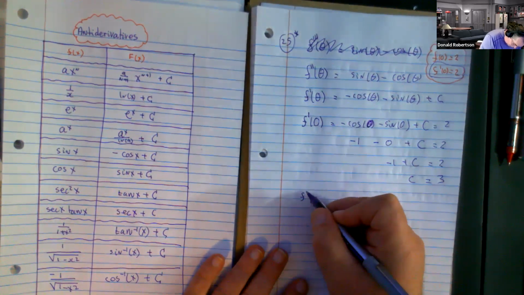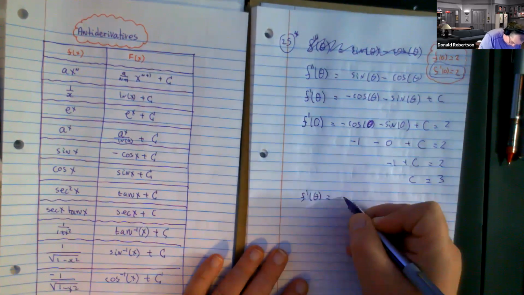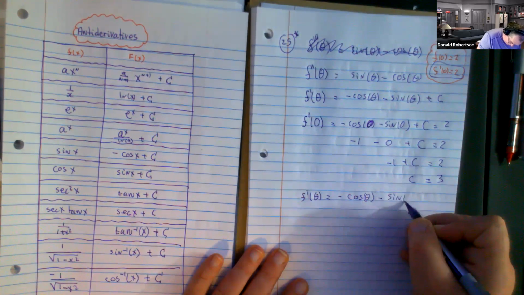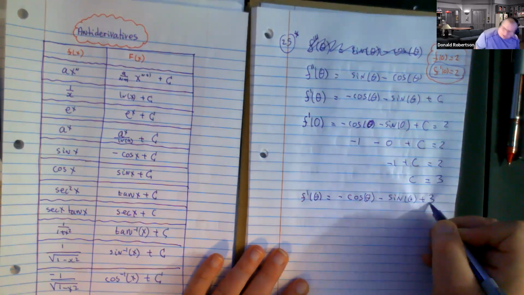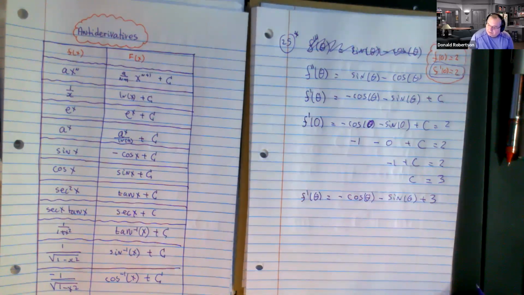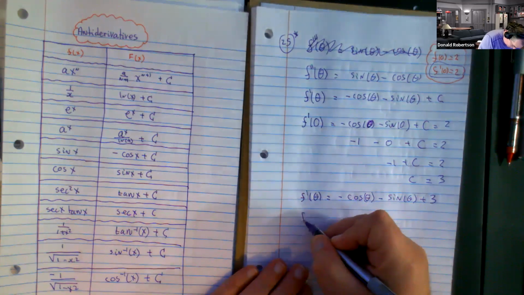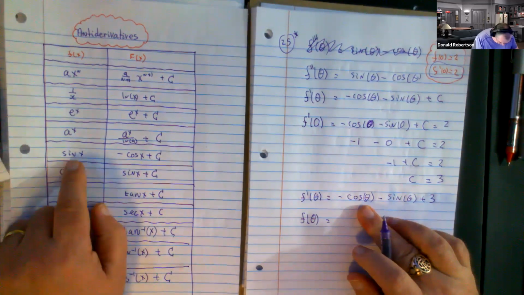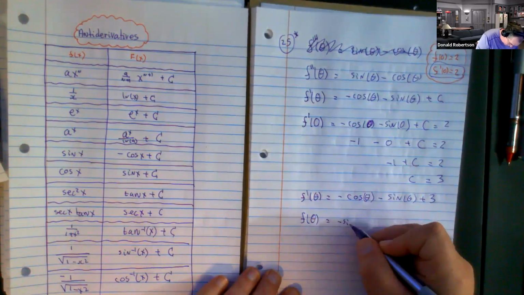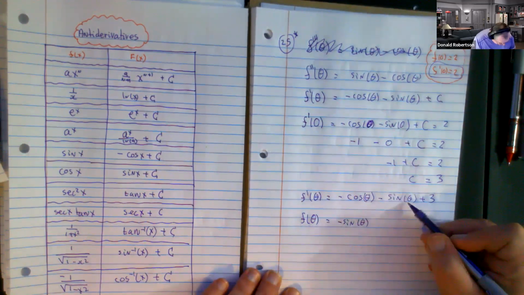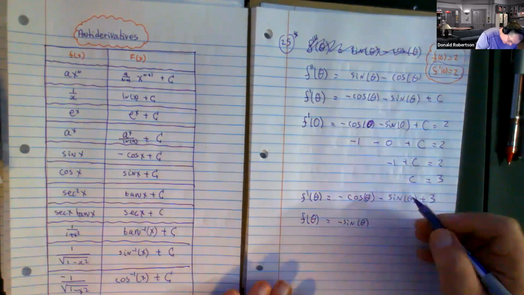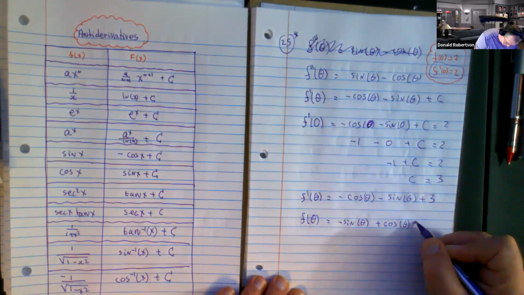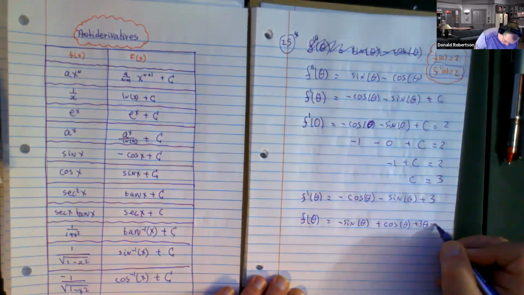So we can now write down the full version of f dash theta. It's negative cosine theta, negative sine theta, plus 3. So far, so good. Right, antiderivative. The antiderivative of a cosine is a sine, so a negative cosine will get me a negative sine. The antiderivative of a sine is a negative cosine, so a negative sine will turn it into a positive cosine. The antiderivative of 3 is 3 theta plus a guy I don't know.